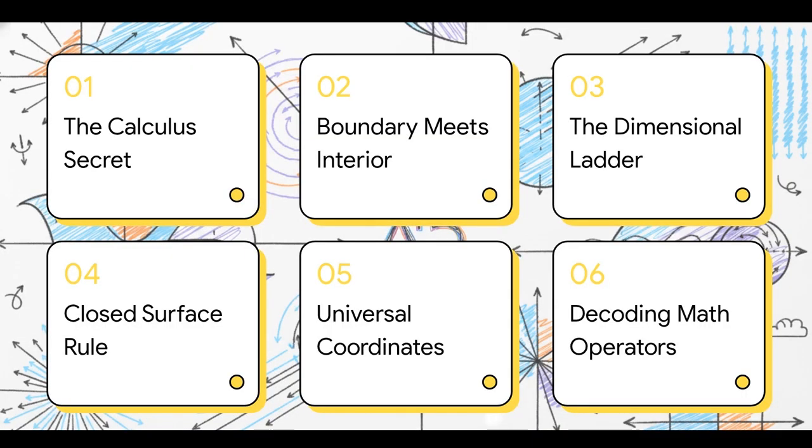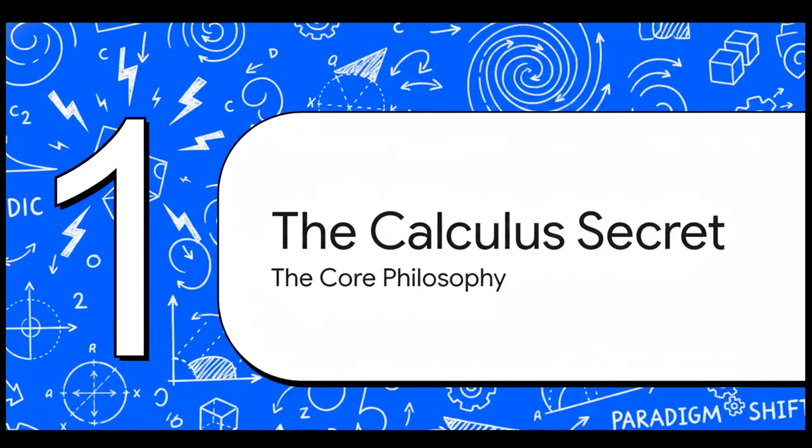So here's our blueprint for today. We'll start with the big secret: how boundaries meet interiors. Then we'll climb the dimensional ladder, lay down the closed surface rule, open up the universal coordinate toolkit, and finally decode those math operators. Easy, right? Let's go. All right, step 1, the vector calculus secret.